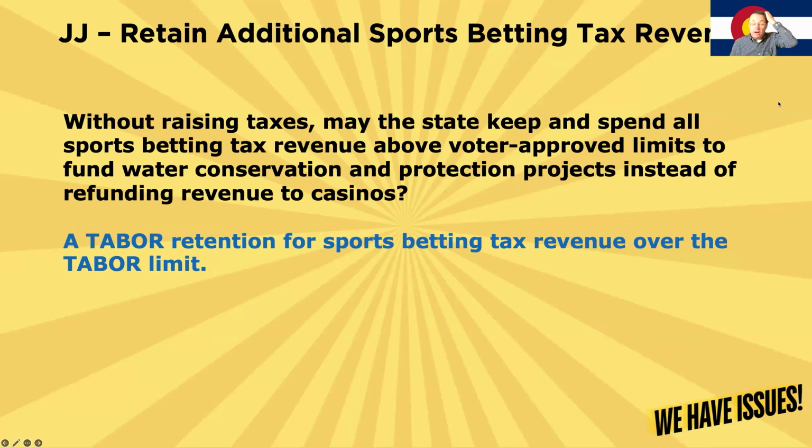Nice. So now we are off to the statutory propositions. Is that right? Absolutely. Okay. Prop JJ. So it only takes 50% of the vote for these to pass. Yes. Retain additional sports betting tax revenue. So help me here. Without raising taxes, may the state... Oh, is this just detabering? The Tabor override. That's all it is. I don't think it's actually detabering. I think it's just asking for a Tabor retention.